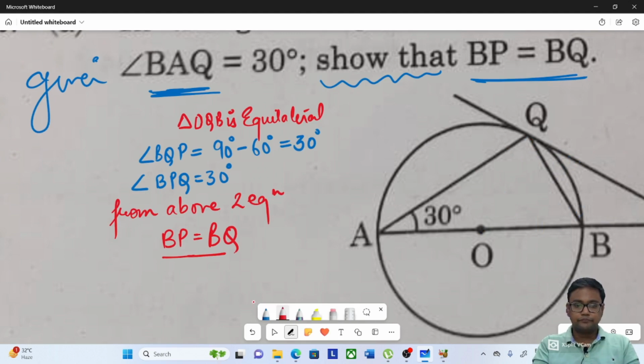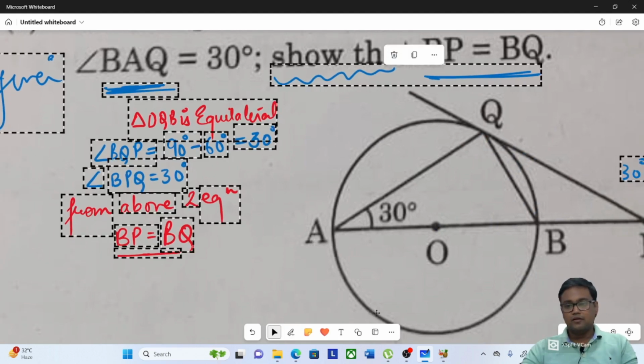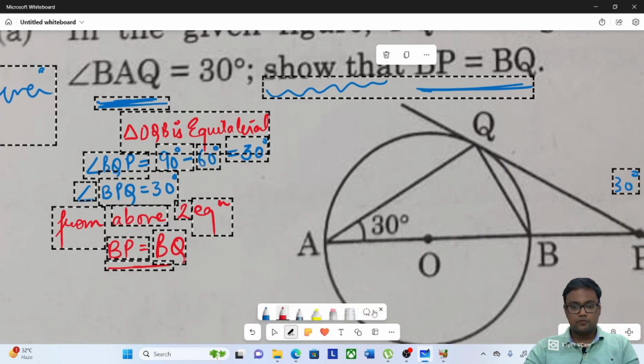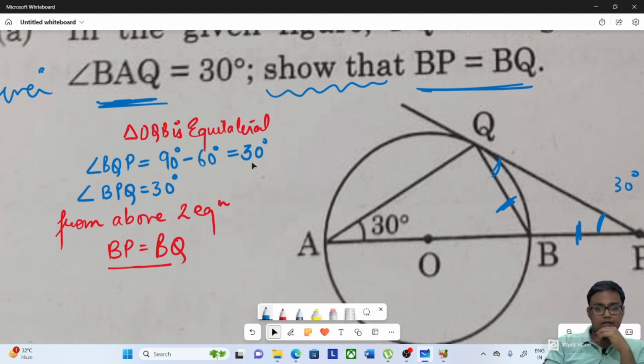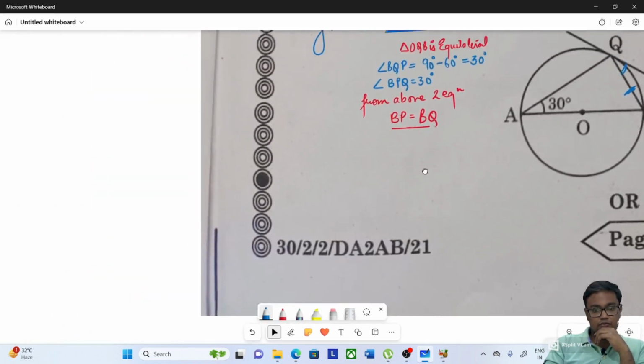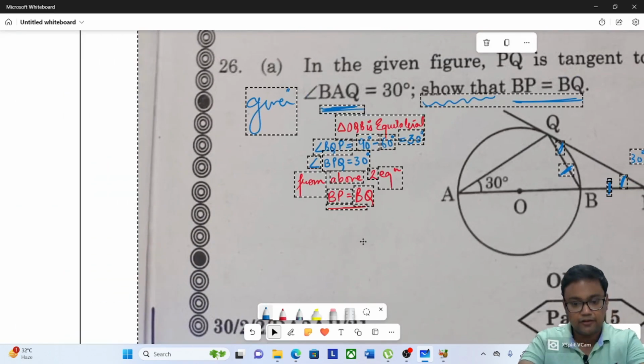See, so angles opposite to equal sides, right? And sides opposite to equal angles, we used this. We have shown these two sides equal by using the property that these are opposite to two equal angles, right? So this is done now. Let us move towards the optional part of this question.